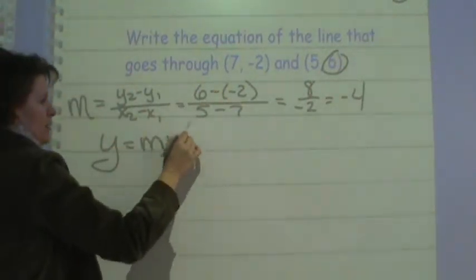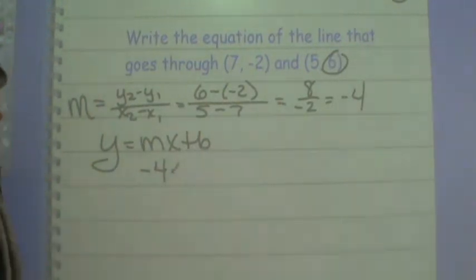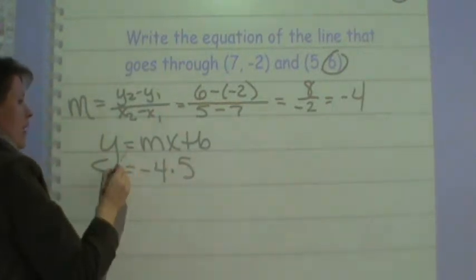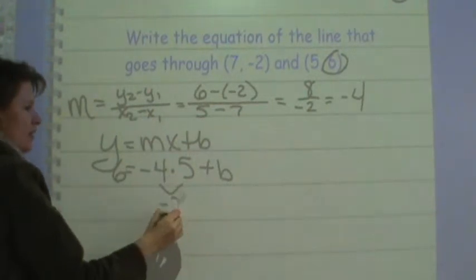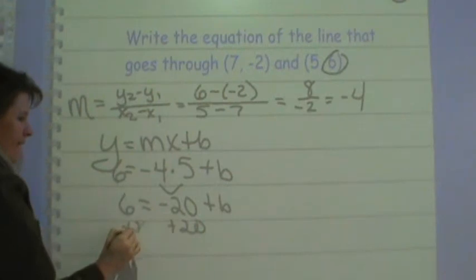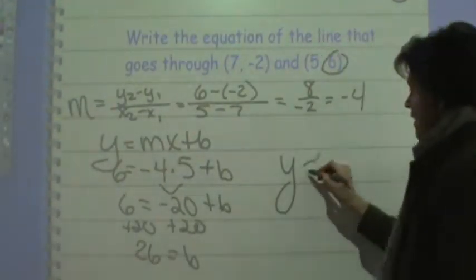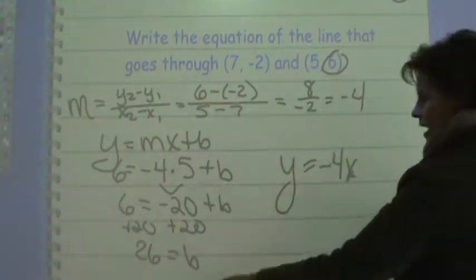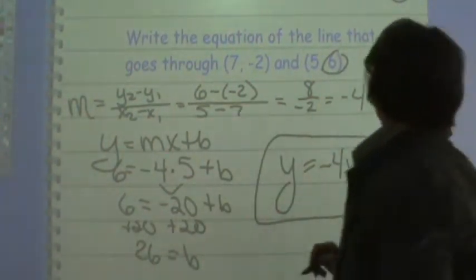So if I go to my y equals mx plus b, I now know my m is negative 4. I can pick either point. Let's pick this one. My x would be 5, my y would be 6. Negative 4 times 5 is negative 20. Add 20. So b equals 26. So my equation is y equals, my m is negative 4, and my b is 26. And that's the equation of my line.